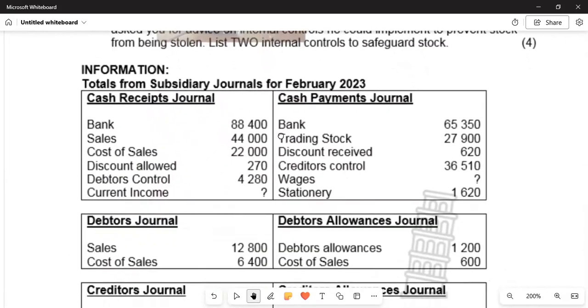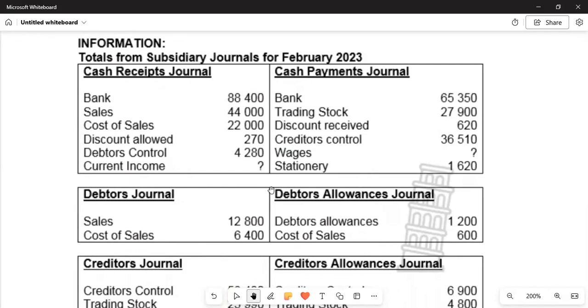Under 3.1, debtors control, here is the information that we are given. We want to see how much the debtors owe the business. We have cash receipts, cash payments, debtors journal, debtors allowance, creditors journal, and creditors allowance journals. This information is going to help us to do debtors control, trading stock, as well as the stage that we are asked to do.